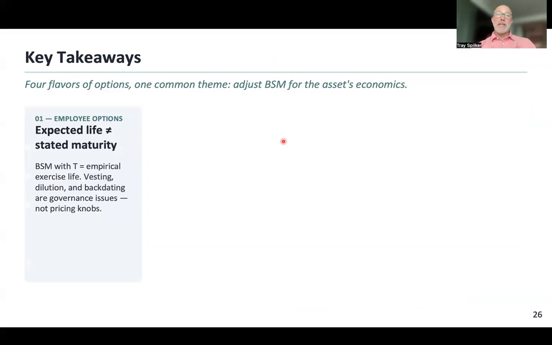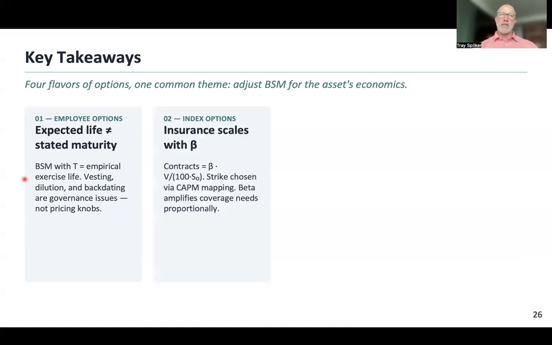So I'll leave you with some key takeaways here. We have four flavors of options with one common theme, just adjusting the Black-Scholes-Merton model for the asset's underlying economics. So for employee stock options, the expected life is not going to be the date of maturity. So T is going to equal somewhere between 4 and 6 years, based upon the empirical evidence of employees' exercise life cycle investing that the company has seen from their employees. And of course, vesting, dilution, and backdating, all these governance issues are behind us now. Shouldn't affect us going forward.